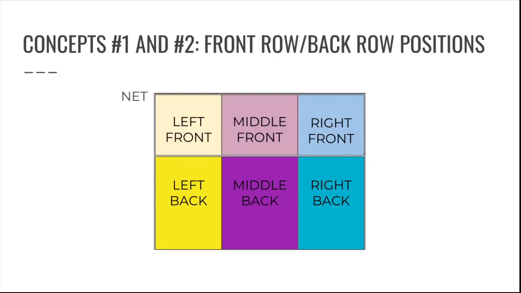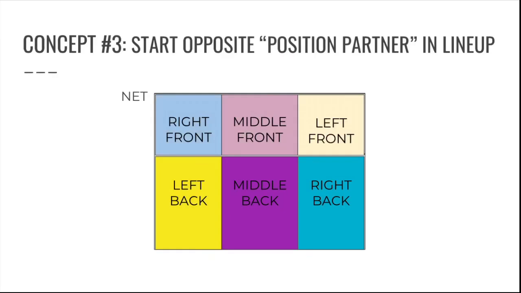In volleyball, we rotate clockwise. So let's say we rotate one from here. Our left back will now come up to the front row and would be standing next to our other left front. We don't want two left front players in the front row, and that would also put two right side players in the back row. All we need to do is switch up a couple players and have them start opposite of their position partner in the lineup. So the right sides are going to be opposite of each other on the court. Same with middles, same with left side players.